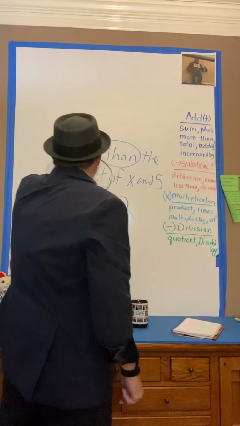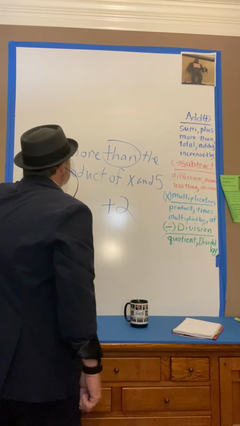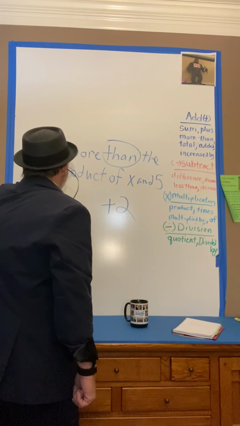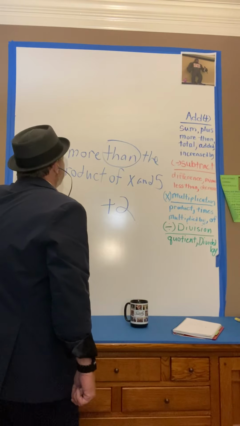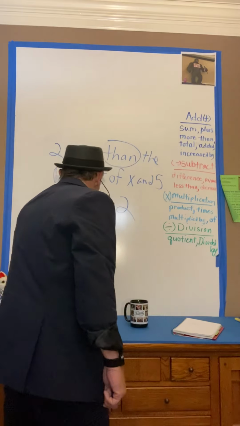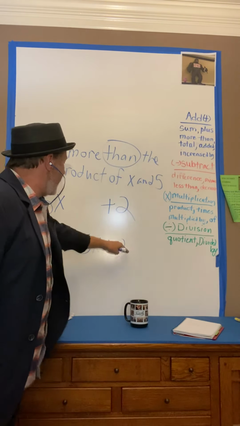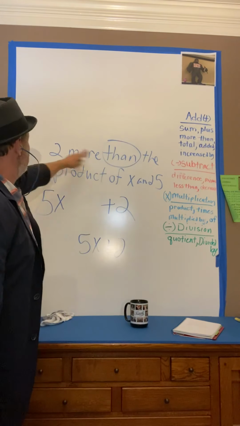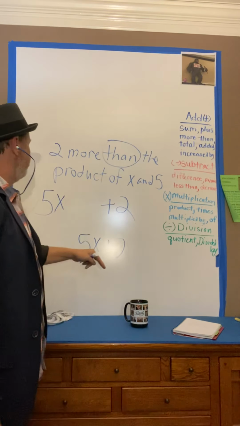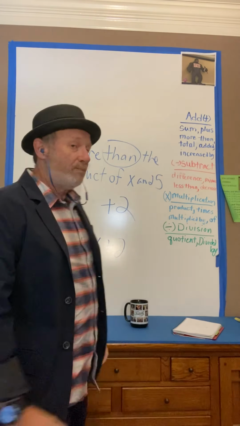So the product of x and 5 goes on the front. The product of x and 5 becomes 5x, so 5x plus 2. That would be written as 5x plus 2. Remember, what's on the front goes to the back, and what's on the back goes to the front. The front was 2 more than, so plus 2. The product of x and 5 is on the back and it goes to the front. Got this so far?